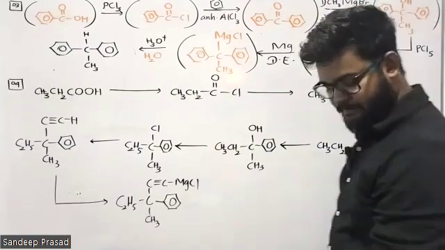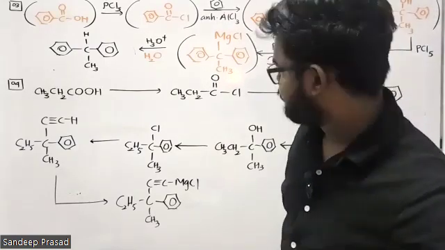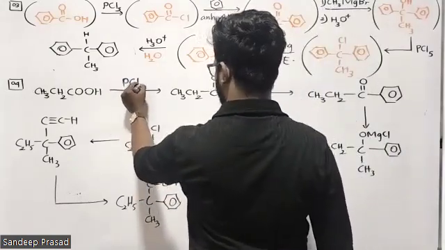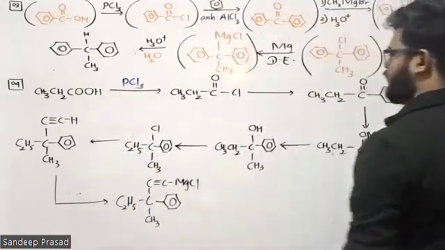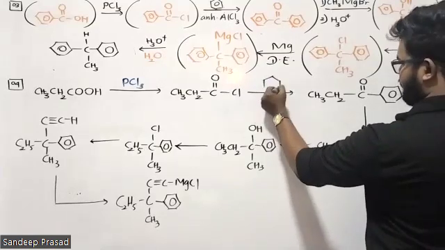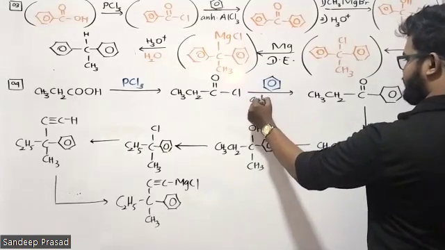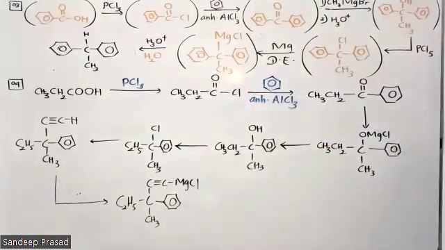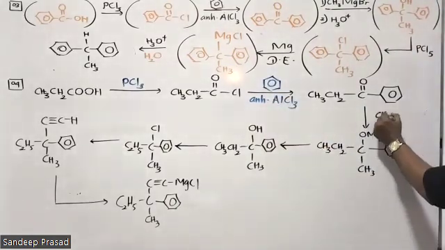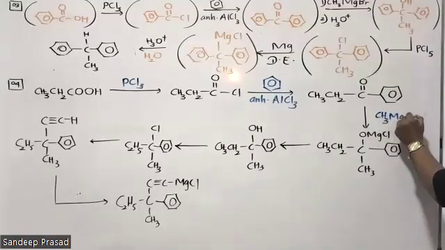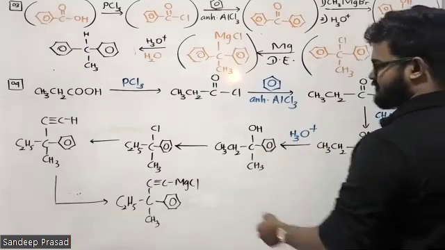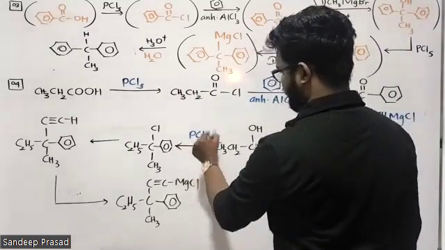What about the fourth one? PCl5, PCl3. So here we can add a benzene ring, anhydrous aluminum trichloride, CH3MgCl, H3O plus, PCl5.